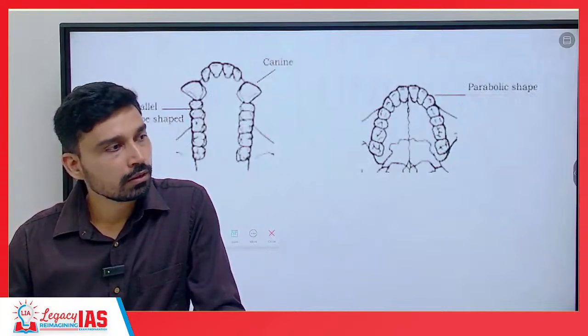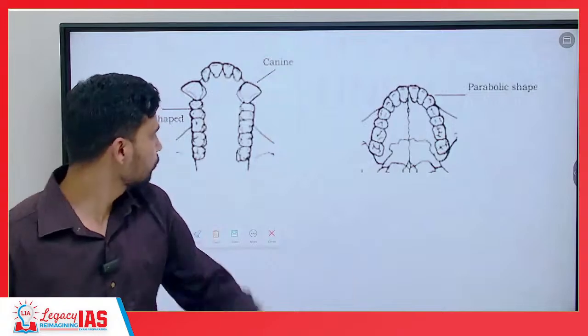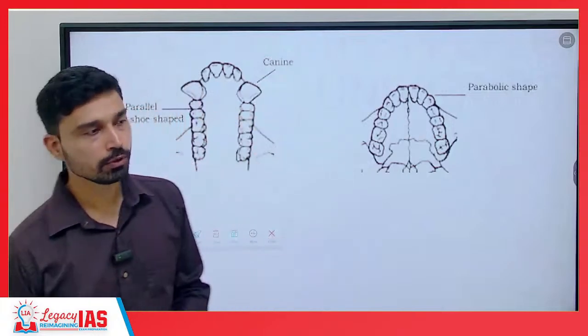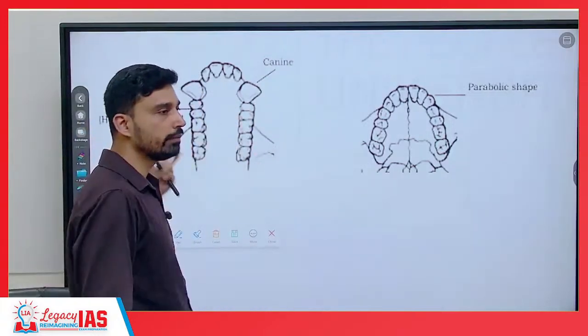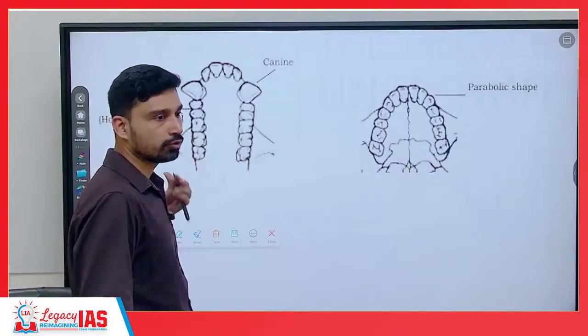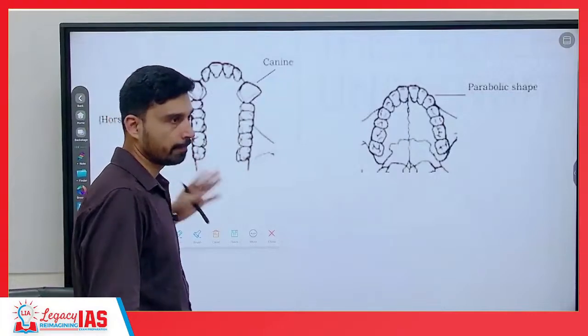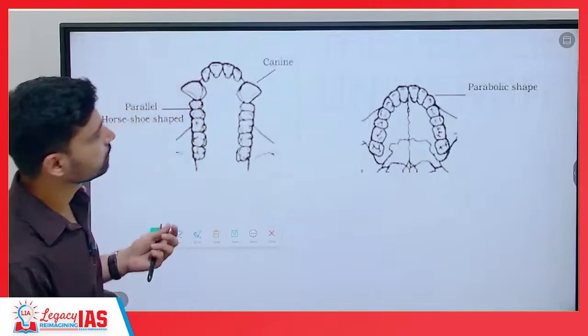A biting force will be more, no? Obviously. Yes, biting force, because I told you that the jaw muscle is stronger in apes. What is the use of jaw muscle? For chewing.